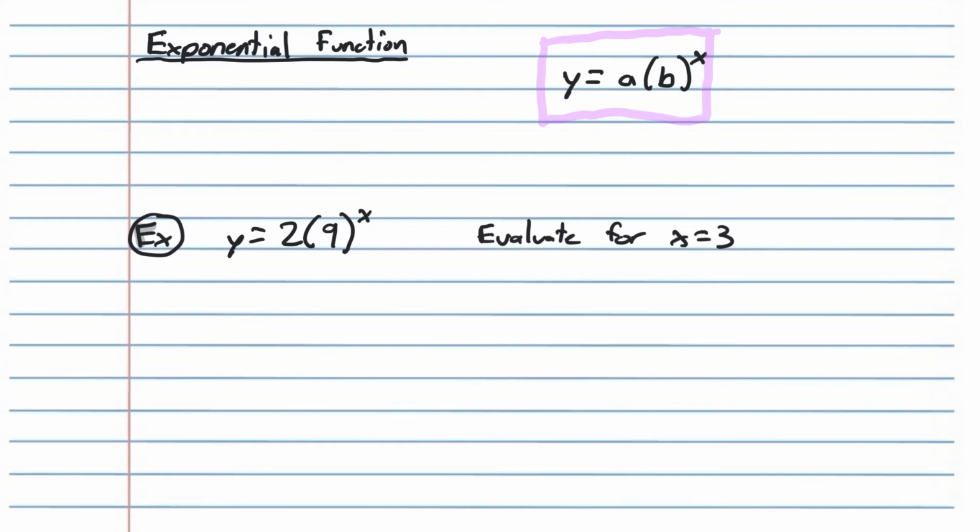So really this is just saying, do you know how to input 3 and see what comes out? You're kind of making a function table. Plug in 3, tell me what comes out. So the idea is just plug in 3. So 2 times 9, and then where the x is, replace it with a 3.